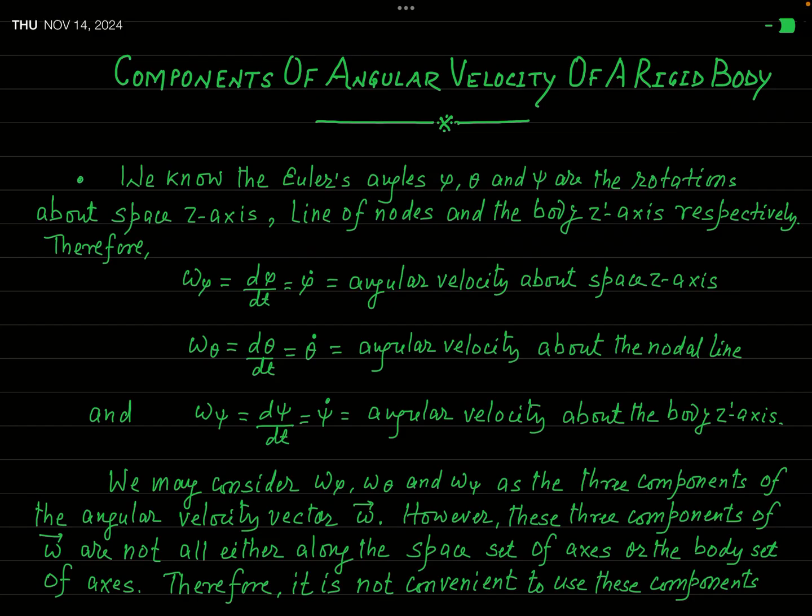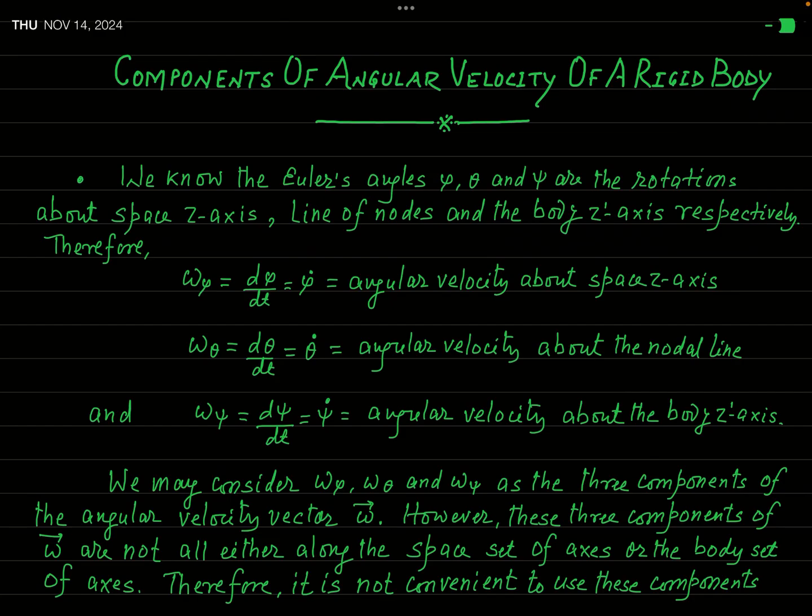In this lecture, we will discuss not only how to find the components of angular velocity of a rigid body with respect to the body set of coordinate axes, but also with respect to the space set of coordinate axes. But the first part of the lecture will be regarding the calculation of components of angular velocity with respect to the body set of coordinate axes, and that is more important. But when an independent question is asked, it is possible to find the components of angular velocity of a rigid body with respect to the space set of coordinate axes.